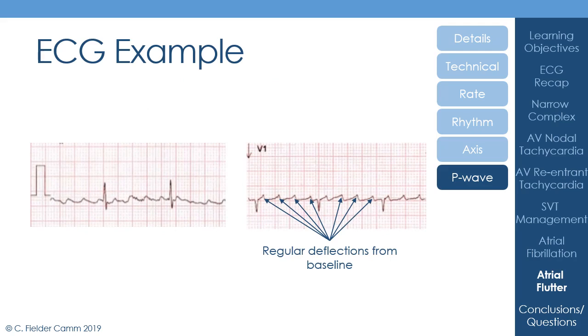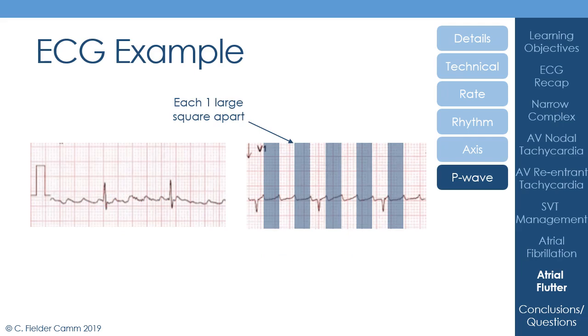So there are certainly some regular deflections from the baseline, and you can see those in lead 2 as well, and they're upward going in lead 2, so you might say, well, are those P waves? Well, they're each 1 large square apart, okay? Which means, given that we know that the ECG machine takes 300 squares across a minute, if it's 1 square apart, then there are 300 of them occurring each minute, okay? So that might give you a clue as to what might be going on.